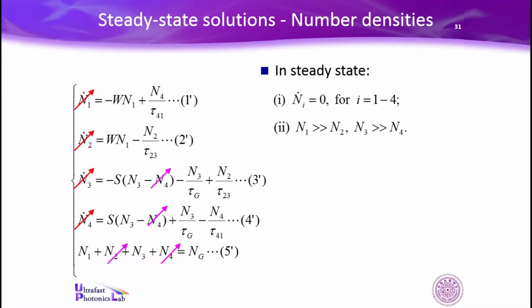Secondly, I know N1 must be much larger than N2, and N3 must be much larger than N4. Why is that? Let's take a look at the view graph.